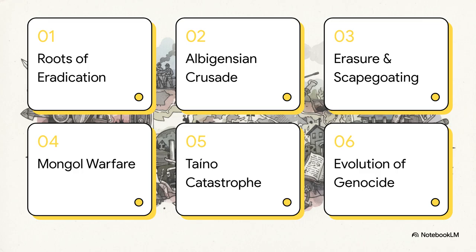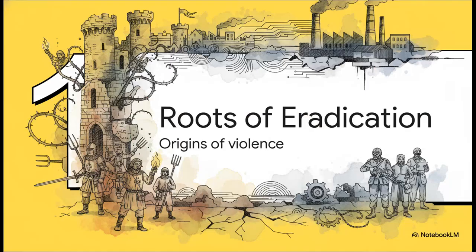Okay, let's take a quick look at our roadmap for today. We'll start with the roots of eradication, move into the Albigensian Crusade, explore erasure and scapegoating, look at Mongol exterminatory warfare, then the Taino catastrophe, and finally, wrap it all up with the evolution of genocide. Let's jump right in. Part 1. The Roots of Eradication, Tracing the Origins of Systemic Violence.